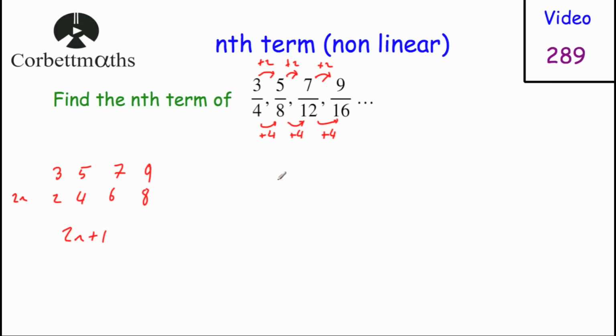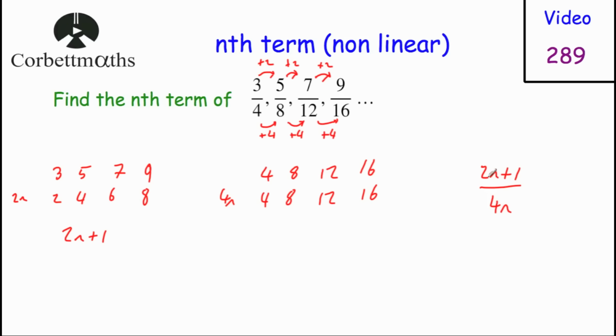In terms of our denominators, our sequence is 4, 8, 12, 16. So because we're getting bigger by 4 each time, let's write down the multiples of 4. So 4, 8, 12, and 16. That's great actually, because it will just be 4n, because we don't need to add or subtract anything. So the nth term for our numerators is 2n plus 1. And our nth term for our denominators is 4n.